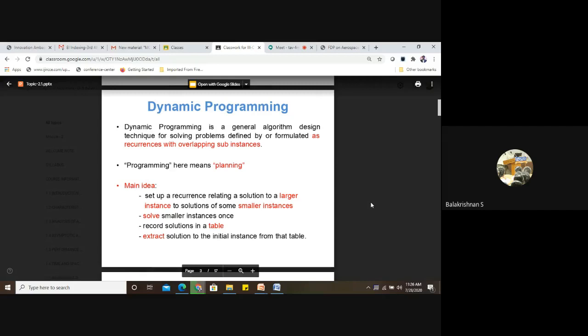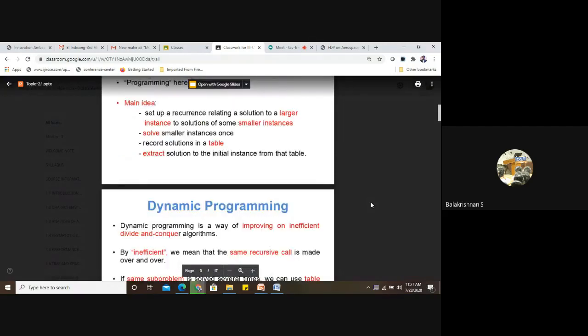The main idea behind dynamic programming is that it sets up a recurrence relating a solution to a larger instance to solutions of some smaller instances, and it solves the smaller instances once. A very important thing, it records the solutions in a table, and after that it extracts the solution to the initial instance from that table. These are the important ideas when considering the dynamic programming concept.